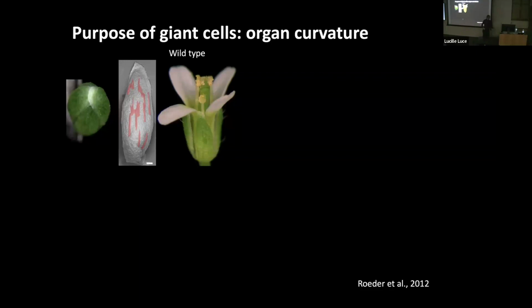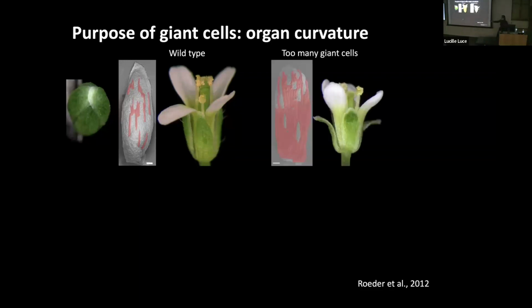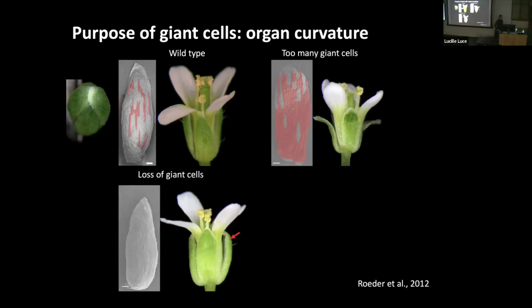The giant cells help this happen. So wild type really straightens up. If we have sepals with too many giant cells, they splay outward, and they splay outward too early. If we have sepals with no giant cells, it's very subtle, but they stay curved inward. They don't do this straightening mechanism, and we see a few defects in flower opening, that they're just not opening quite normally.